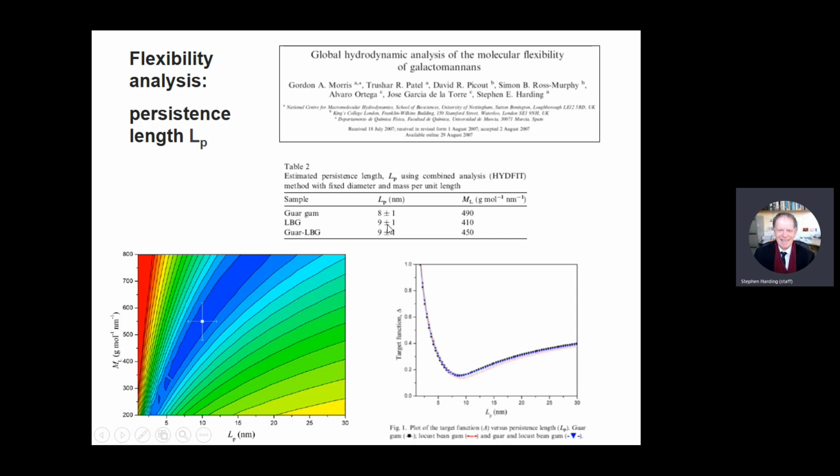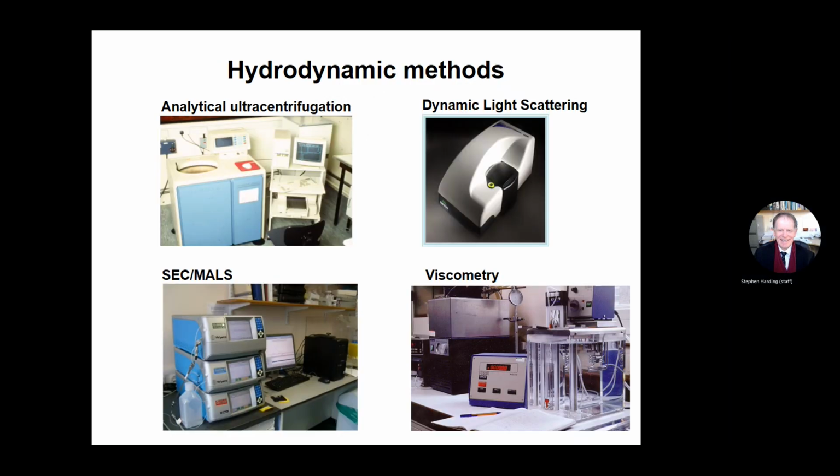So 8 or 9, would you say that was a flexible molecule or quite a stiff molecule? What were the limits we had for the persistence length? It went from 2 to 200. So this is at the low end. So you think this would be quite a flexible type of molecule. Okay.